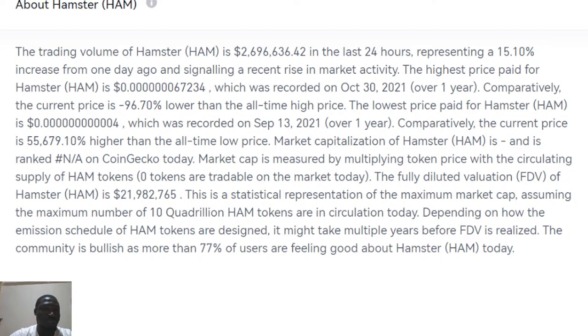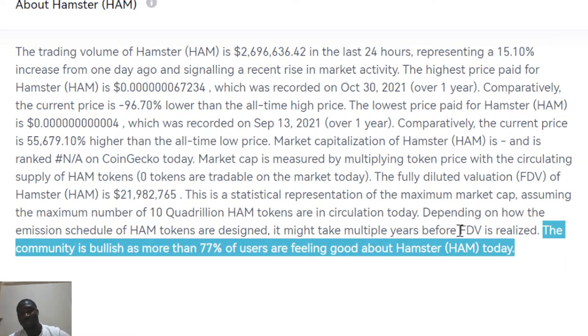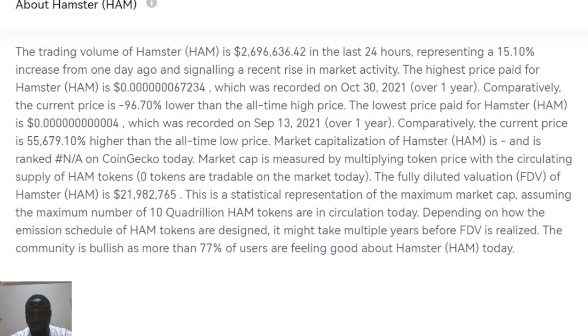Also, the community is bullish, and around 77% of users are feeling good about this project. 77% of people that have this token are bullish, because if you got the token when it was around 0.0000, and by now it has gotten higher, you've gotten huge profit in the market, from the amount it came from to what we have currently. So you can see that to some extent you've been bullish when looking at the market.